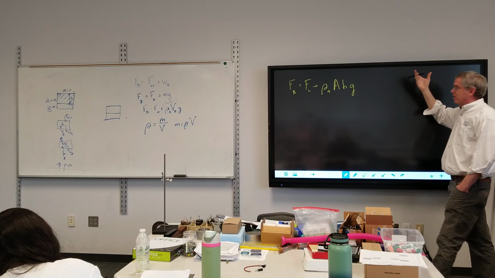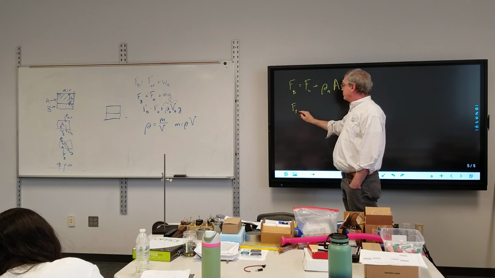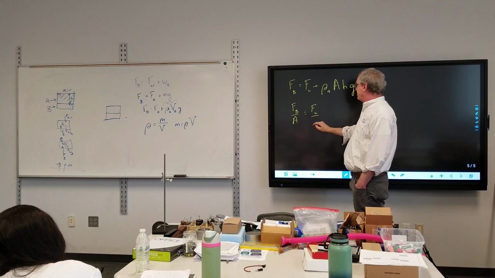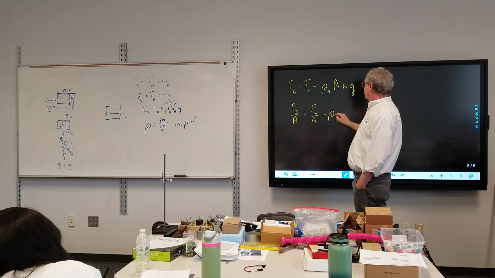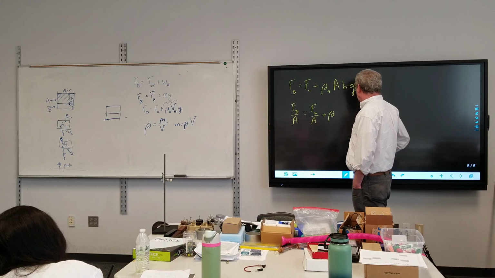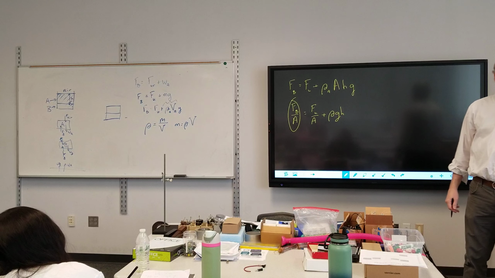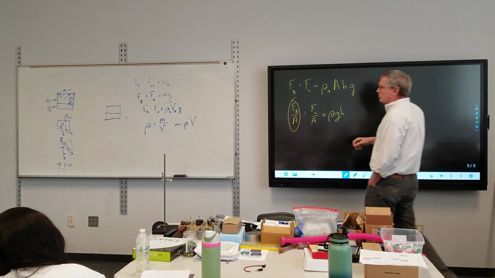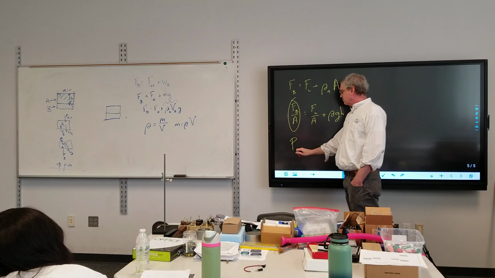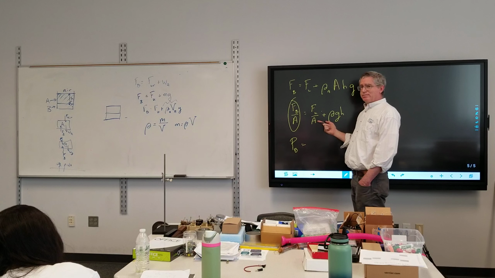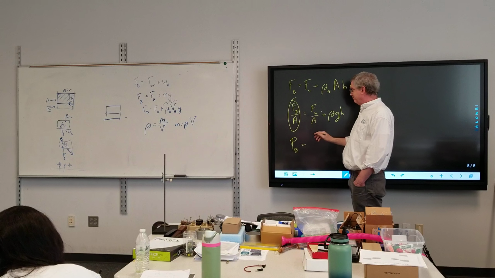Well, if I divide everything by area, I get the force from below divided by the cross-sectional area equal to the force from above divided by that cross-sectional area plus rho g H, in the more traditional order. Well, this is force divided by area. What is that? Pressure. Yes, this is just the pressure from below. The force from above divided by area? Just pressure. Yeah.